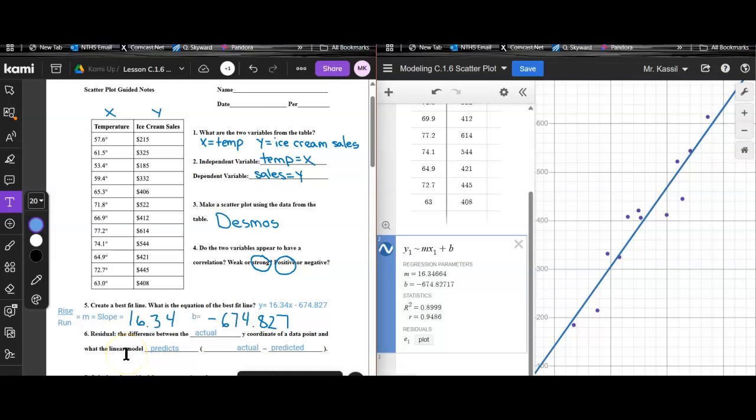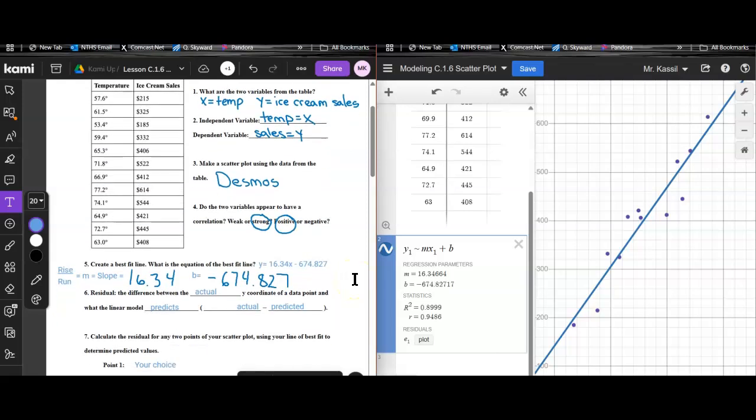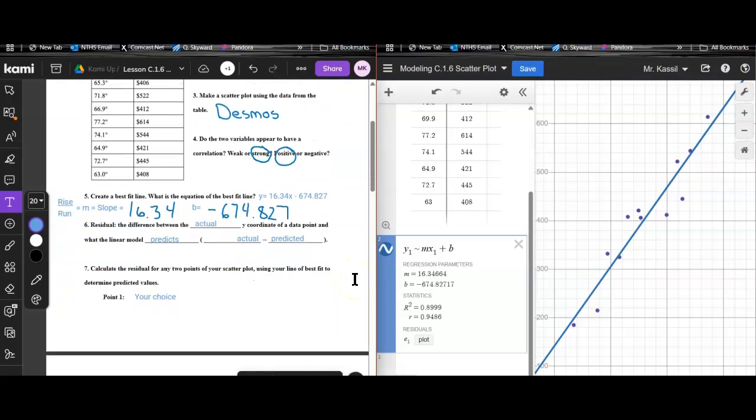So like I just said, with a slope of 16.34, I would expect that for every 2 degrees we go up, we'd make an extra $32. Does that actually happen all the time? Of course not. So the residual tells us how far away we are from that expected value. And so in order to get that residual number, we're going to take the actual value and subtract it from the predicted value. So what I'm going to ask you to do now is actually do that calculation.